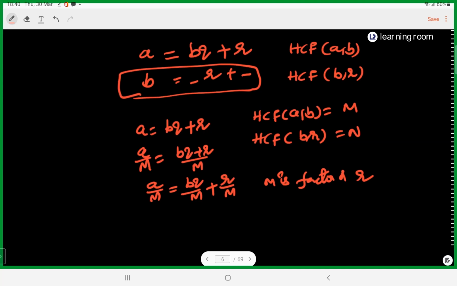But we don't know whether it's the HCF or not. It is a common factor, but we are not sure it's the HCF. So what does it imply? N must always be greater than or equal to M, because N is the HCF. It is a common factor, but M can't be greater than N, right? Because N is the HCF, so it can't be more than that. At max it can be equal. That's why we are saying N must be greater than or equal to M. Till this point you are clear? So let's say this is equation 1.